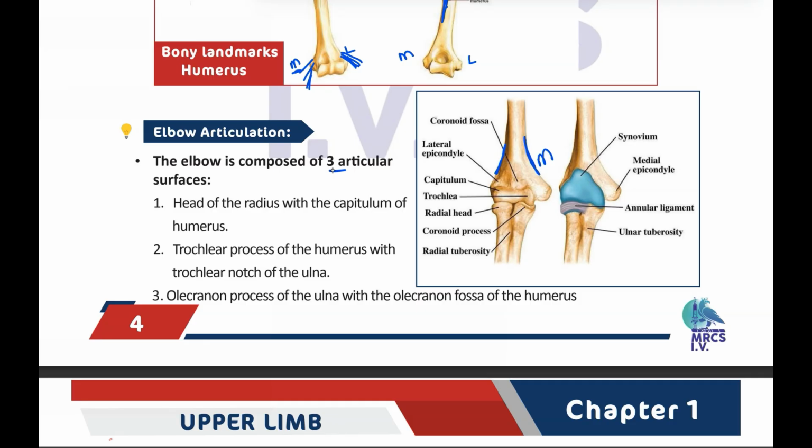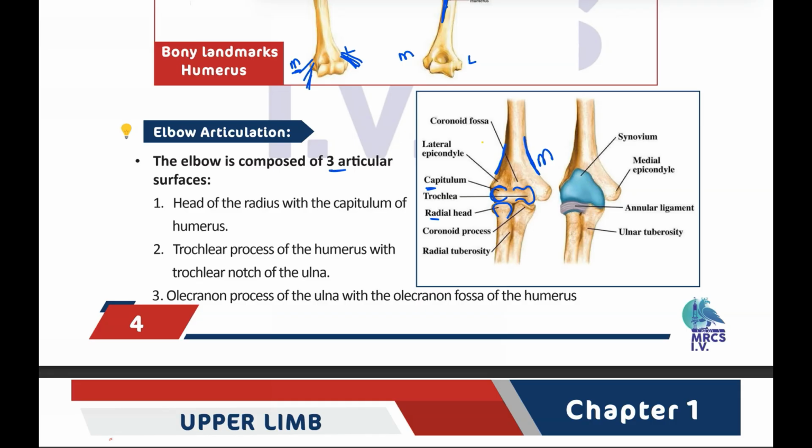Now here we have the capitulum. Now the capitulum is present laterally and it articulates with the radial head, and the articulation will be the capituloradial articulation. Then there is going to be the presence of the trochlea on the medial side and it is going to articulate with the trochlear notch of the ulna. Then on the posterior aspect, the olecranon is going to articulate with the olecranon fossa. So these three articulations are very important.